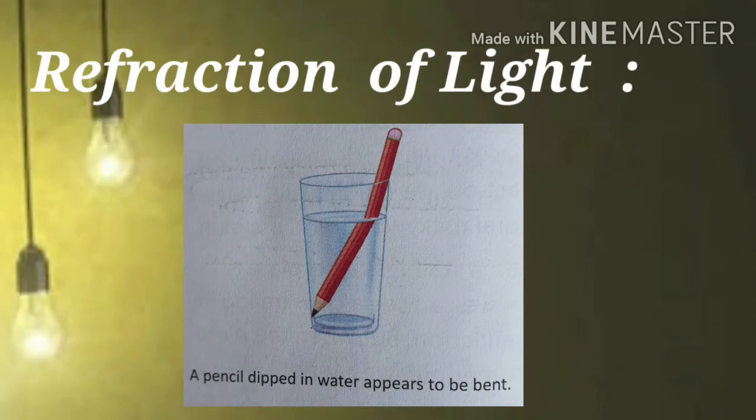That is, when a ray of light passes from one transparent medium to another, it generally changes direction. In our case, the light is traveling from water to air, which are two transparent media, and the light changes its direction. That's why the pencil appears to be bent. And this process is known as refraction.